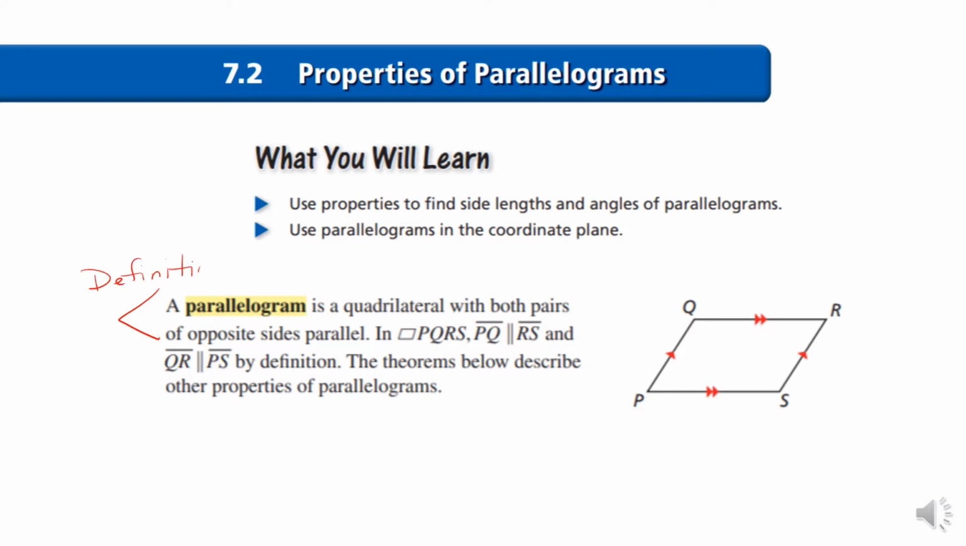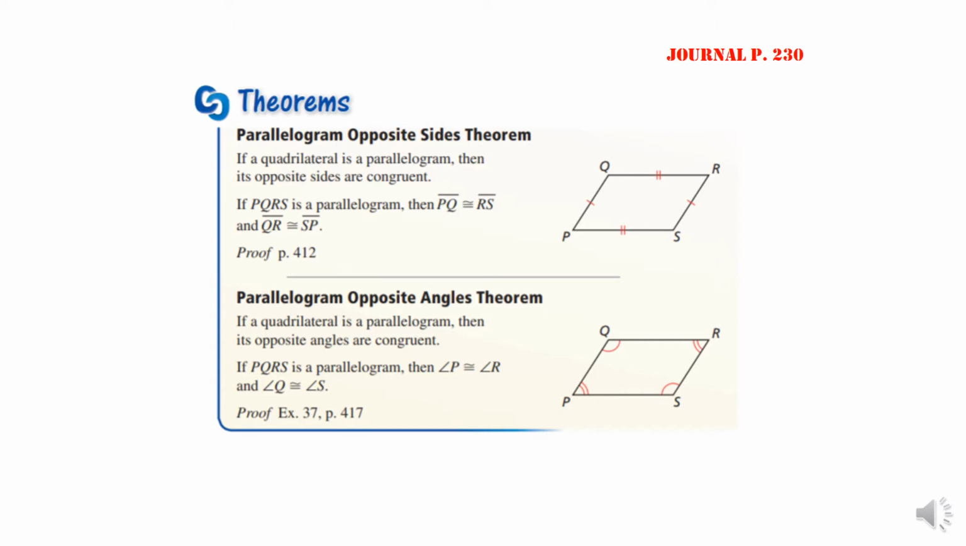So if you're ever going to use the definition in a proof, it's only to identify that both pairs of opposite sides are parallel. Okay, the other facts will be based on theorems, and those are what comes next. So the parallelogram opposite side theorem states that if a quadrilateral is a parallelogram, then its opposite sides are congruent.